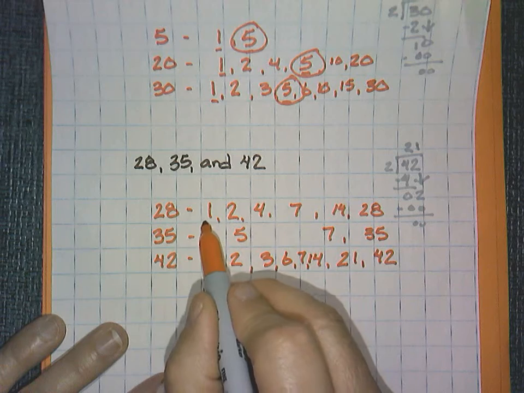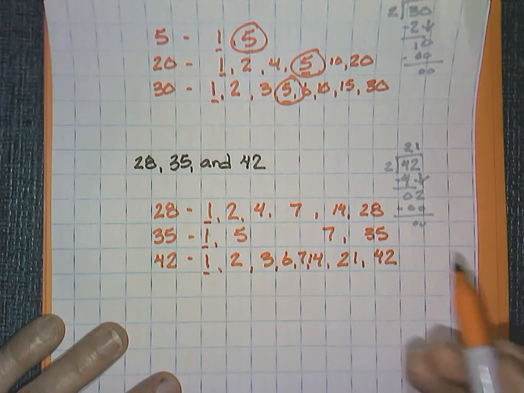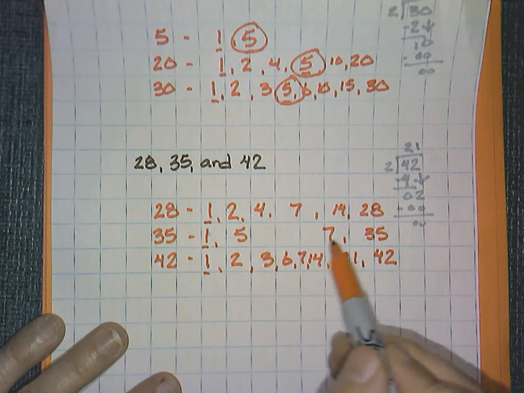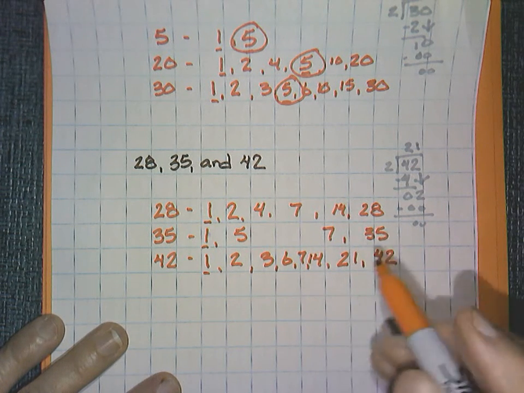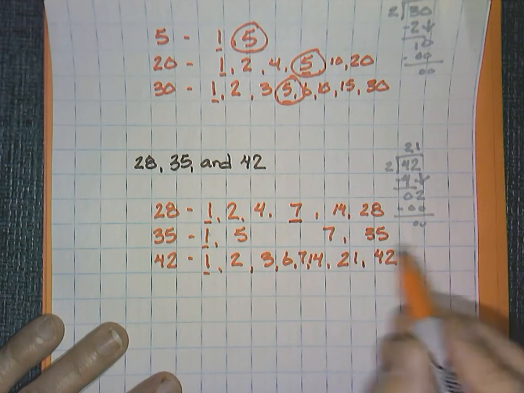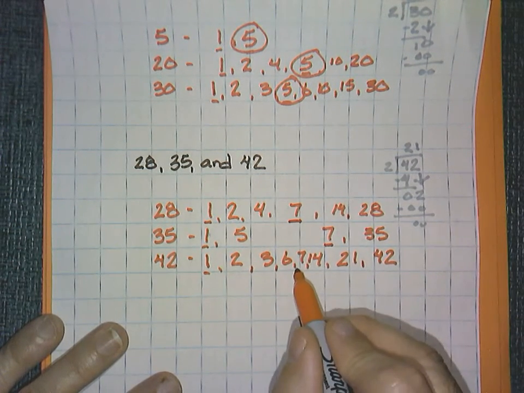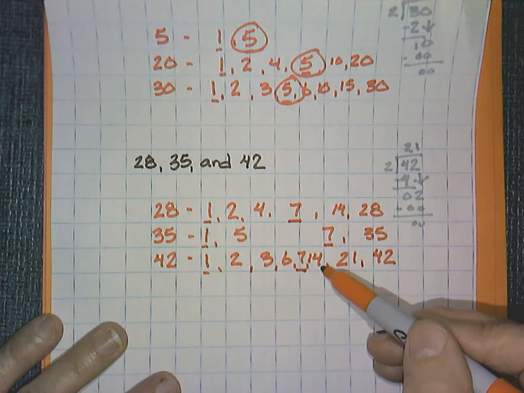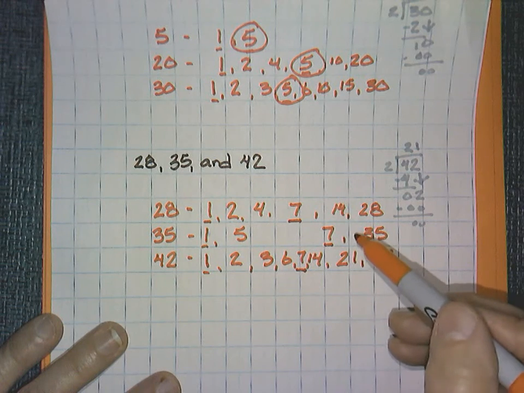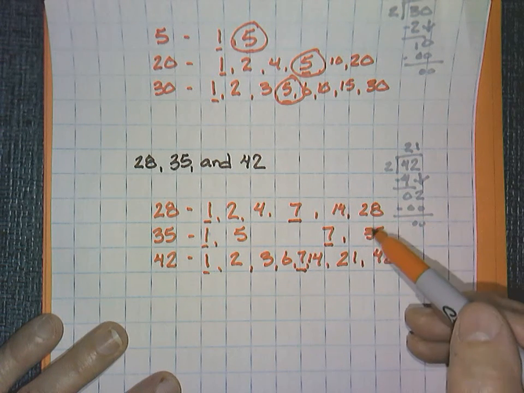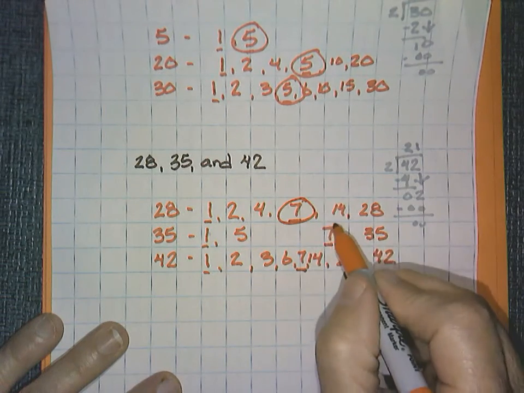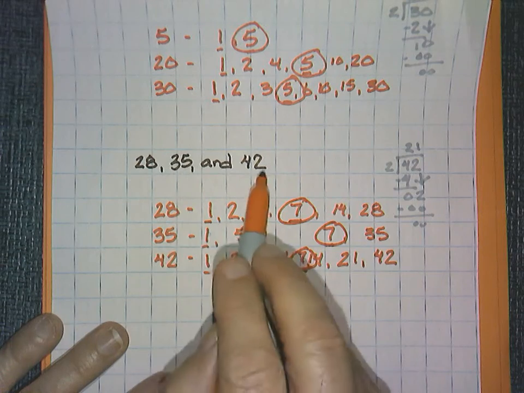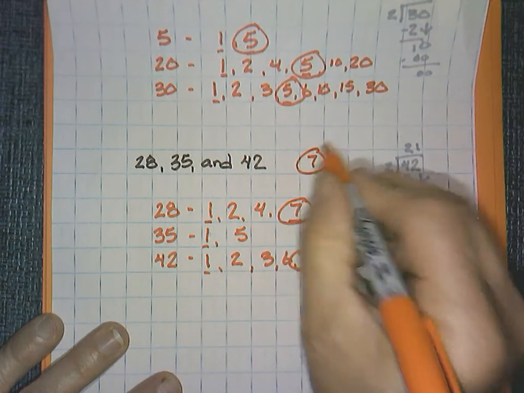Okay, let's find our common factors. 1 is common. This time 2 will not be common. 4, no. 7, oh, this is interesting. I see 7, 7, and I see a 7 here. I see 14. I also see 14 down here, but I do not see 14 here, so I cannot use 14, and I do not see 28. So our greatest common factor for the three numbers 28, 35, and 42 would be 7.